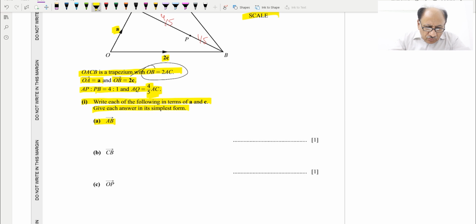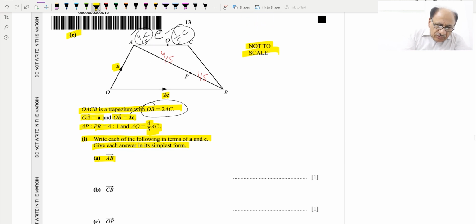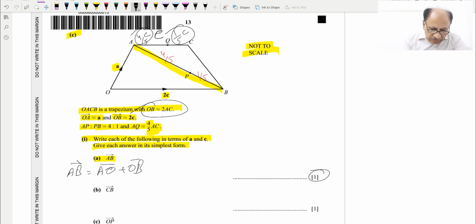So AB, we know AB is this. Always write the route, better to write the route even for a 1 mark question, to avoid mistakes. For example, AB is equal to AO plus OB. This is what I meant, you have to write this step so that there is no mistake. So this will be minus A plus 2C, and the answer will be minus A plus 2C, or you can write 2C minus A, and this is done.